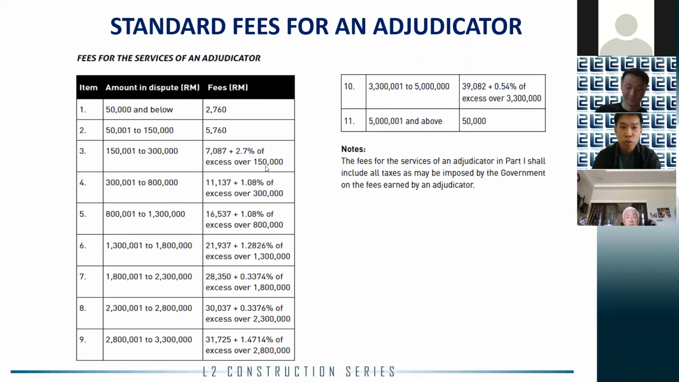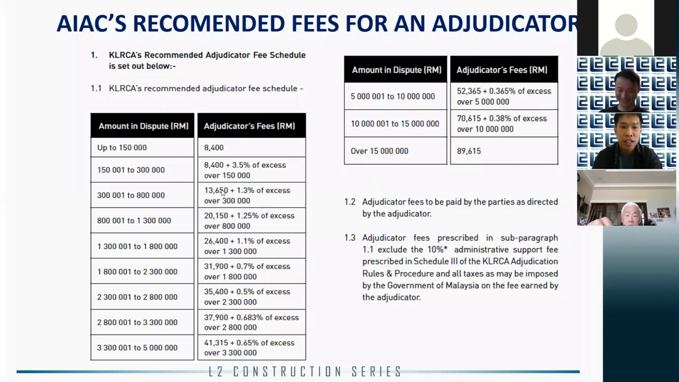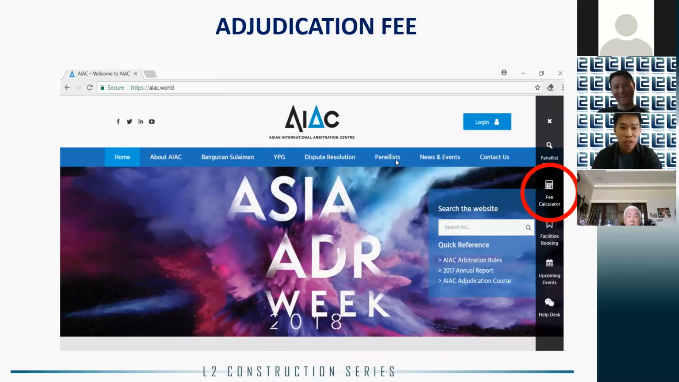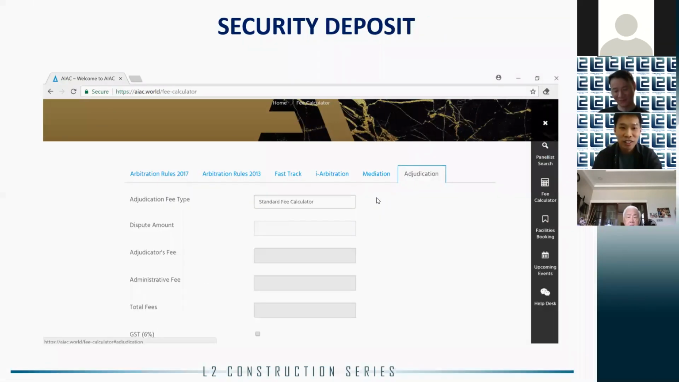The parties are free to agree any fee with the adjudicator, but there are currently 2 sets of fee available for reference, the standard fee and the higher AIAC recommended fee. You can get these 2 tables on AIAC website. If you go to AIAC website, there's actually a fee calculator to work out the total adjudication fee for you. See? You just put your dispute amount, then the adjudication fee and respectively the total fee will be compiled.